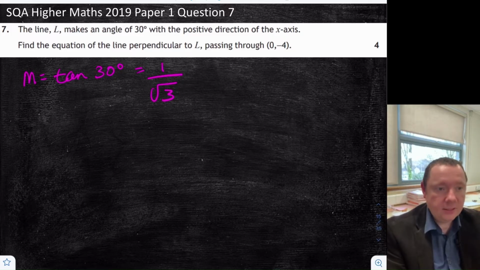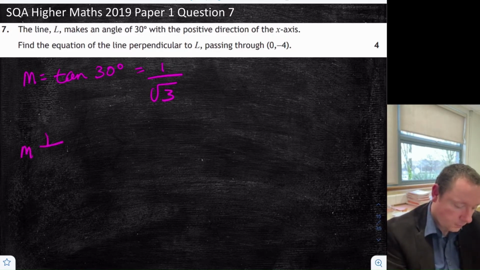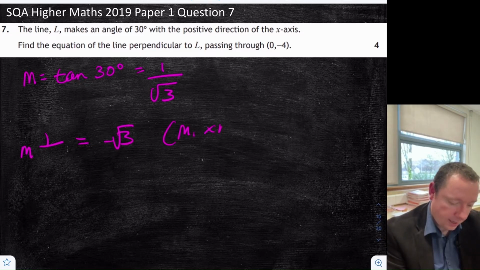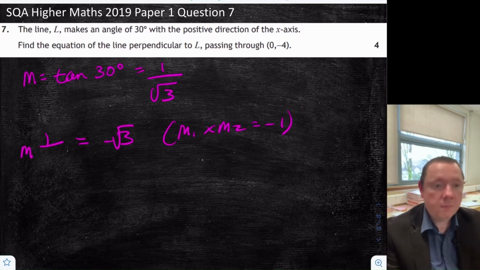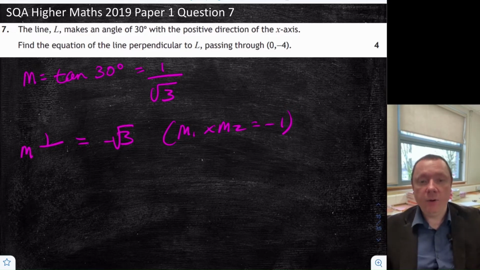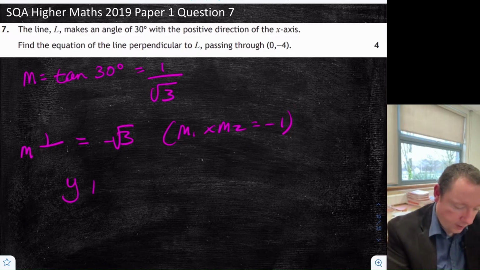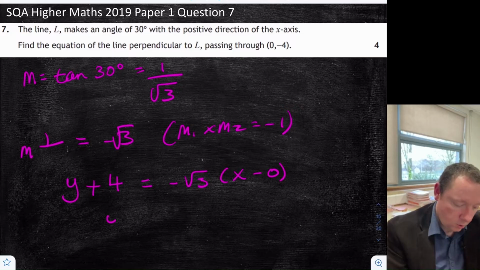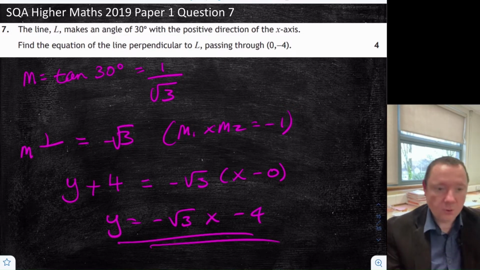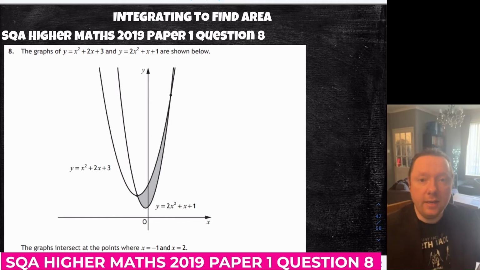So that means the gradient of our perpendicular is equal to minus root 3, since m1 times m2 equals minus 1. And then we can just use y minus b, y plus 4 then equals minus root 3 times (x minus 0). So y equals minus root 3x minus 4. And we're done there.